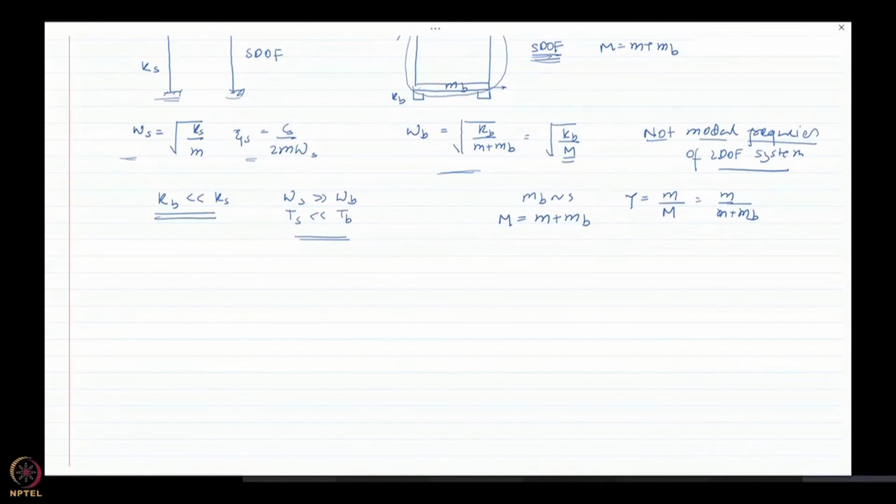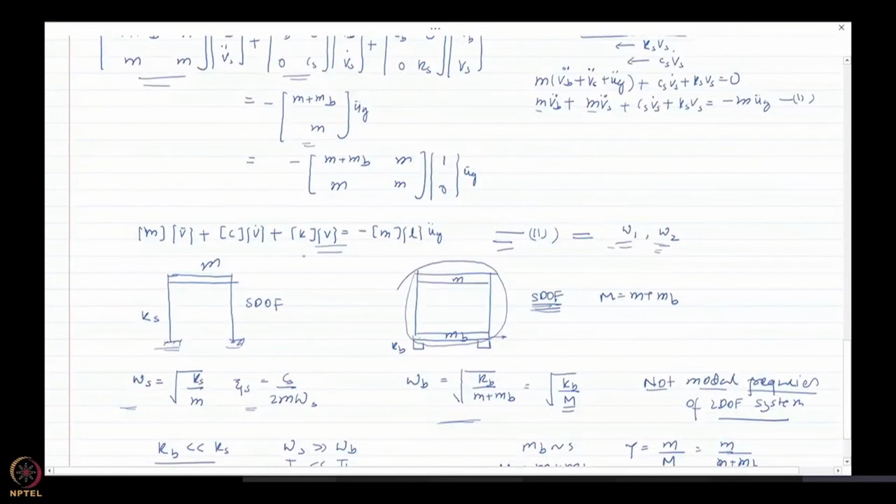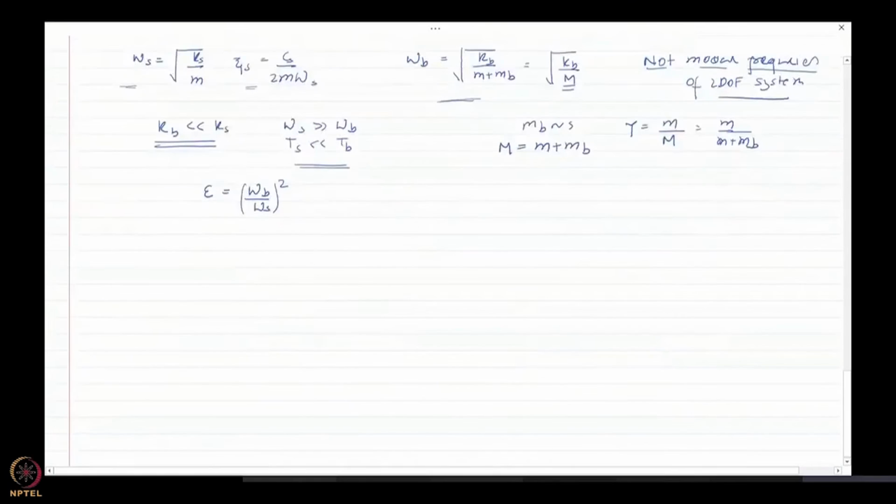So if I can make this claim, let me define a parameter epsilon, which is the ratio of the base isolated frequency to the superstructure frequency, and the square of that. Why I'm doing that, I'll come back to that, because when I start solving this equation, I tend to get these terms, epsilon, which is the ratio of those frequencies, and gamma, and then I need some idea of the order of these terms, so that if I have to neglect some terms, I can make an informed decision.